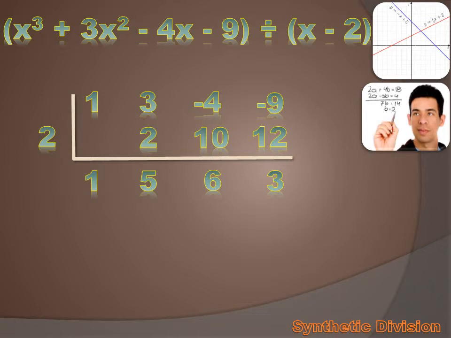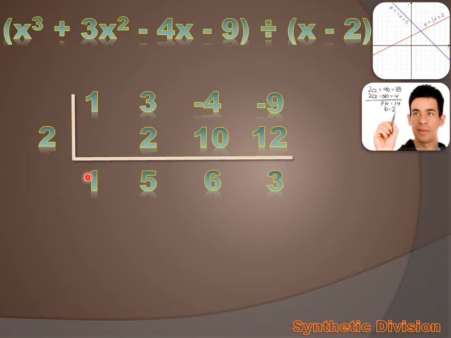And here's how it works. First of all, you need to remember that the highest power in your answer is going to be x squared. The highest power in our dividend was x cubed, but we're dividing it by 1x, so we're going to take it down 1 power. And my highest power in my answer is going to be x squared.